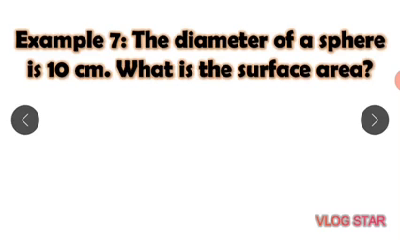The question is, the diameter of a sphere is 10 centimeter. What is the surface area? Since for the surface area we use the radius, then just get the radius by dividing the diameter by 2. So the radius would be 5 centimeter. Let's solve this one.